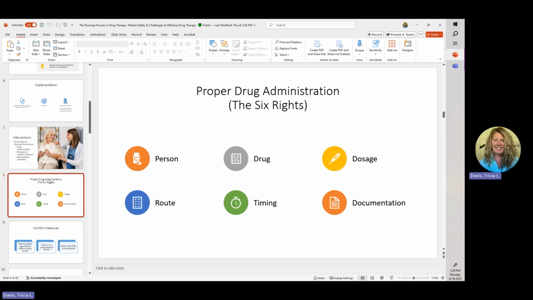So are we giving it PO by mouth? Are we giving it IM intramuscularly? Are we giving it IV intravenously? Timing. How often is this medication ordered? Is it ordered every 8 hours? If so, when was the last time it was given? Is it within that 8 hours? And then, of course, the right documentation. And the right documentation happens when you scan your patient and you scan your medication, and then you hit save. It usually documents it in your electronic medical administration record.